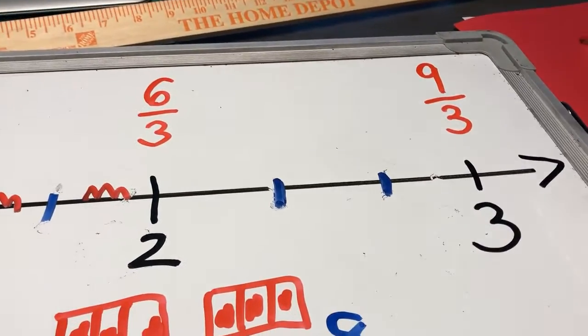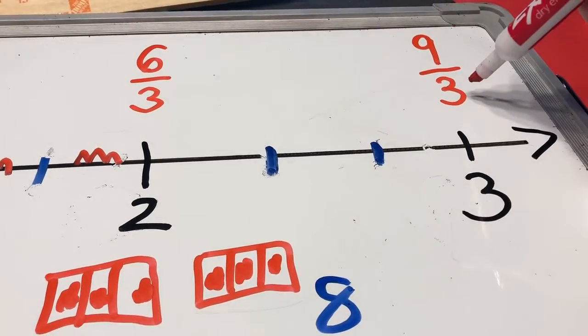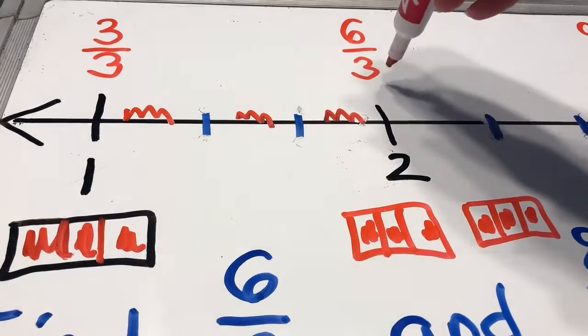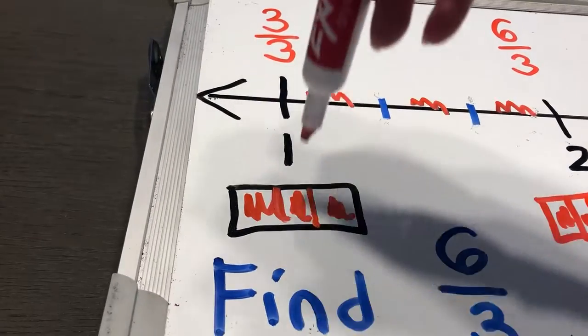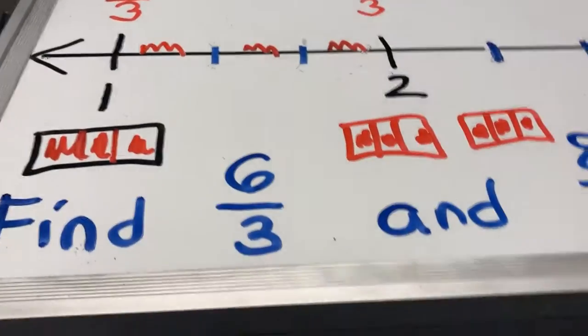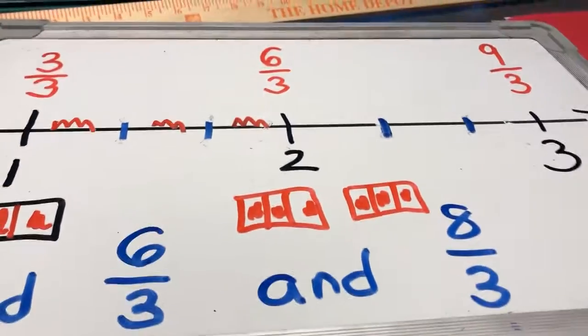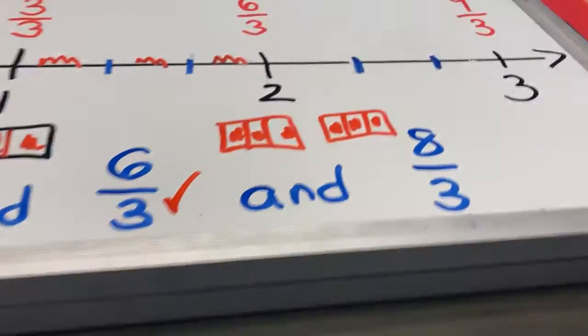And remember, we can check this because 9 divided by 3, 9 split into thirds, gives you 3 wholes. 6 split into 3 gives you 2 wholes. And 3 split into 3 gives you 1 whole. All right? So now we actually already found 6/3 here, right? 6/3 was with our 2, so we can check that off.